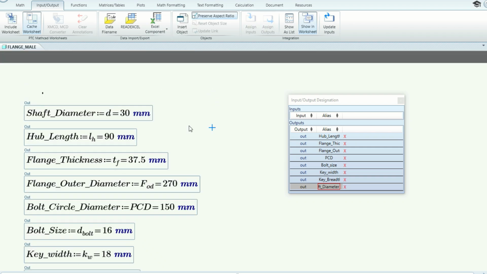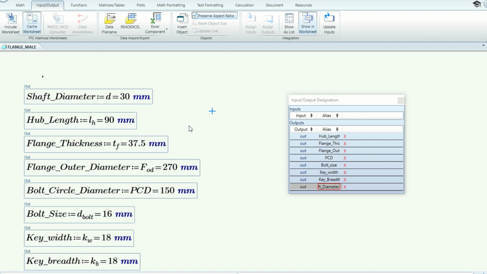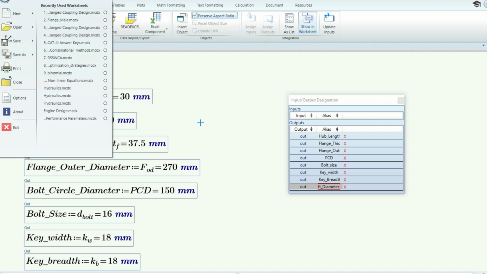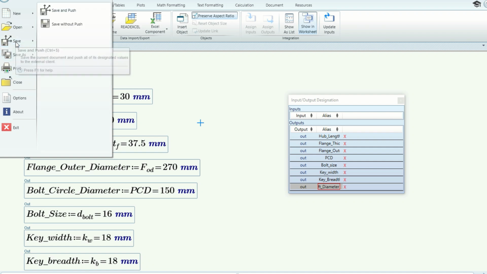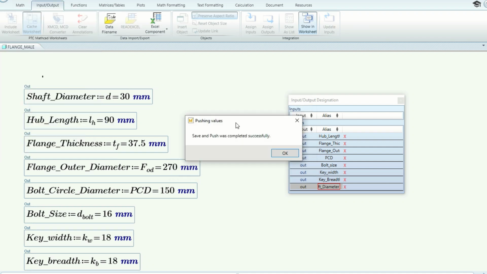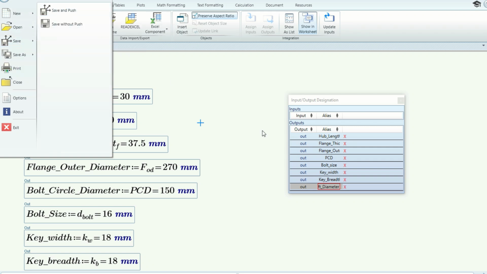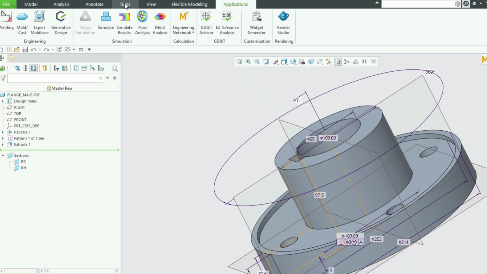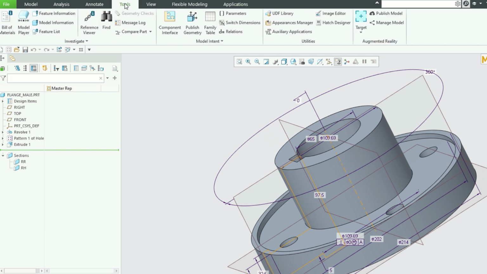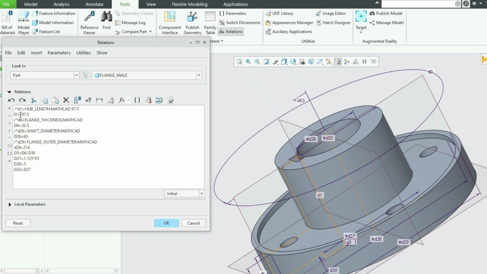Now we are going to assign. Okay, once it's done, then in Mathcad, you have to save and push it. Okay, save and push it. Then we are going to the tools and see the relations, and in the relations instead of D1 as a number, okay, we can take it out and insert.